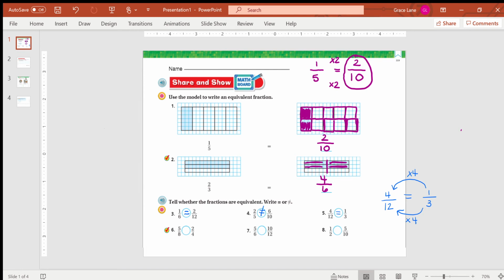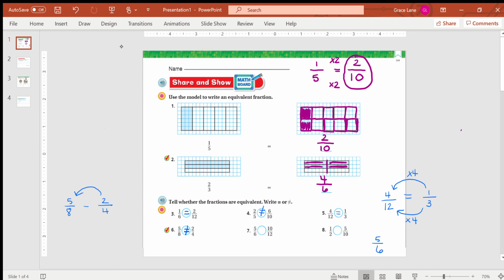Number 6, though, 5 over 8 and 2 over 4. So try. Think about 2 times what is 5? Nothing, actually, because 2 times 2 is 4, 2 times 3 is 6. So this one, they can't be equal to each other, because 2 times nothing is 5. So they're not equal.